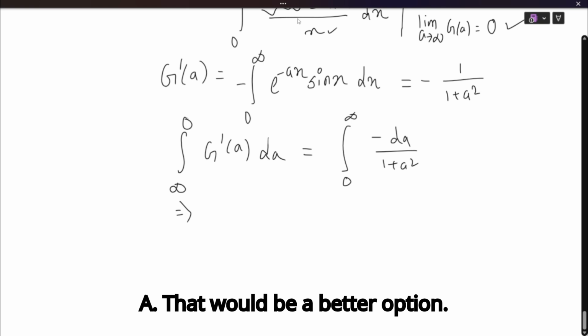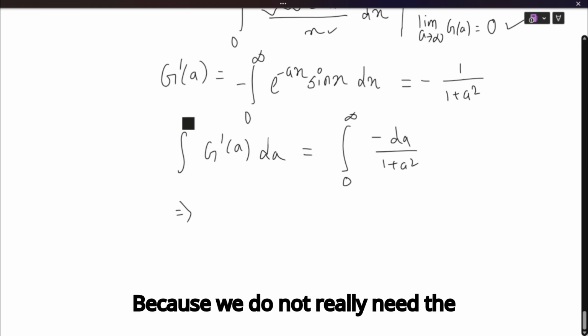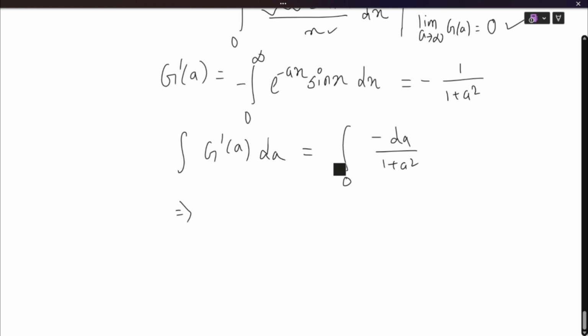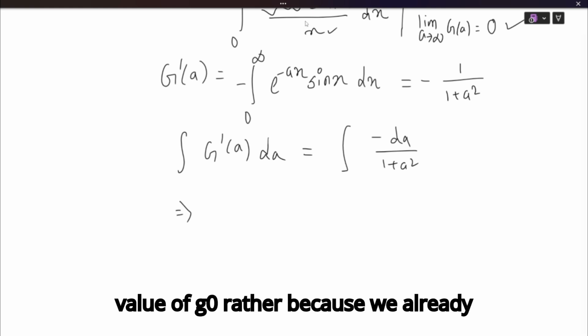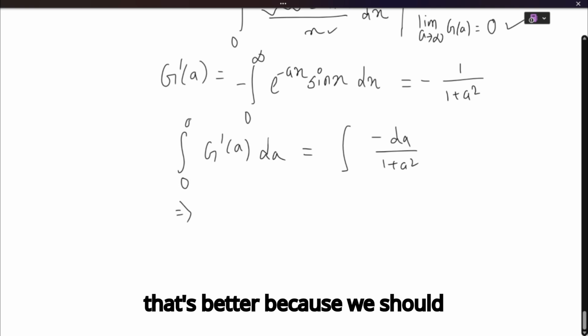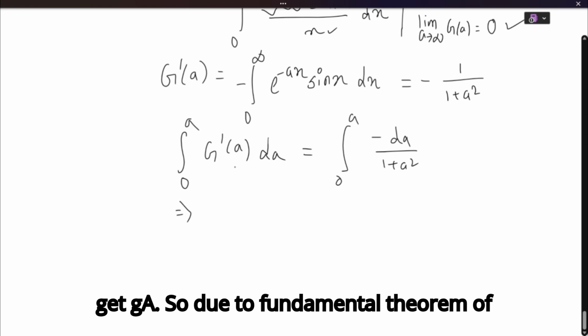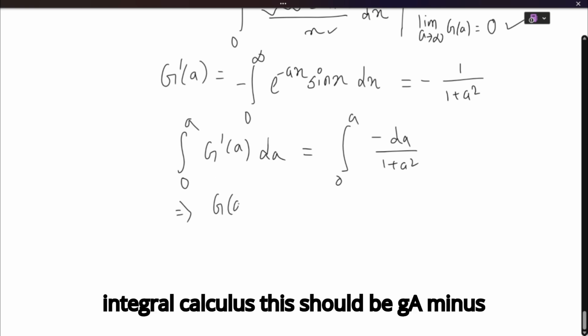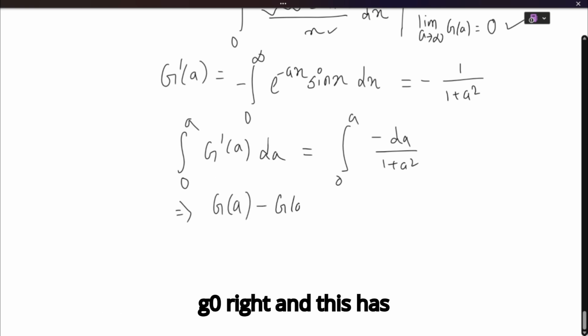That would be a better option actually, because we do not really need the value of g0, since we already know it. So we will need something else. Okay, let's do from 0 to a actually. That's better because we should get G(a). So due to the fundamental theorem of integral calculus, this should be G(a) minus G(0), right?